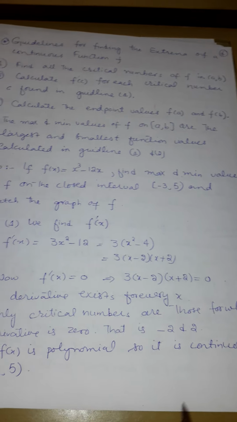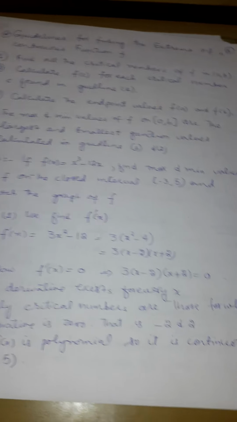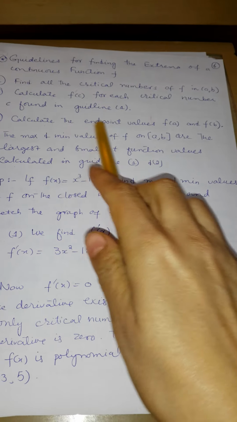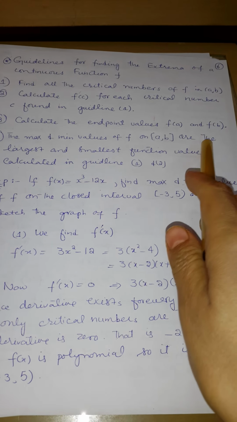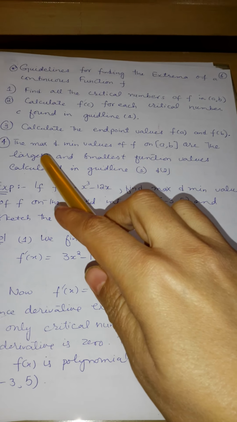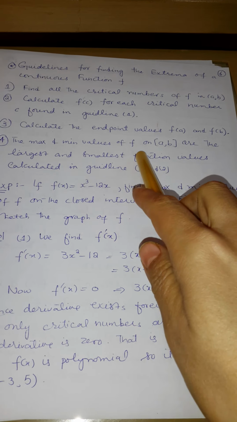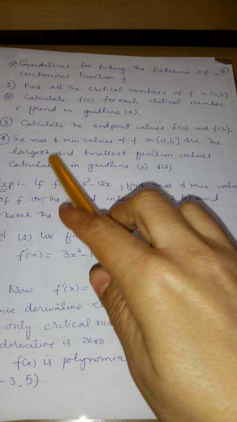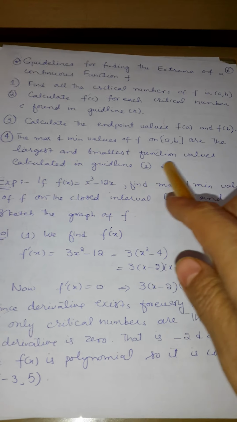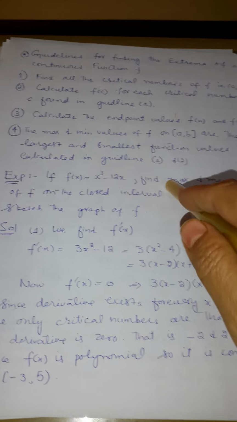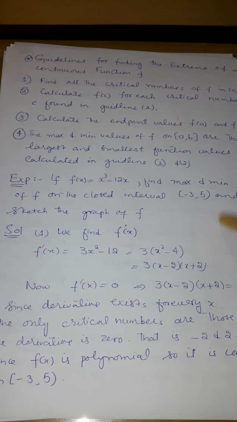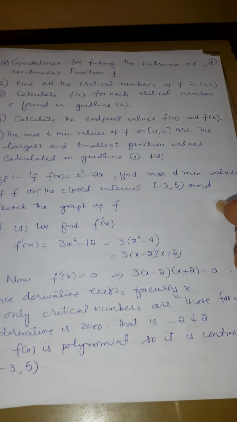Calculate f prime of c for each critical number c found in guideline 1. Then another point is to calculate the endpoint values f of a and f of b. It can be your maximum or minimum value. The maximum and minimum values of the function on the interval are the largest and smallest function values calculated in guidelines 1 and 2. We will use these guidelines in this example to find maximum and minimum values of the function.